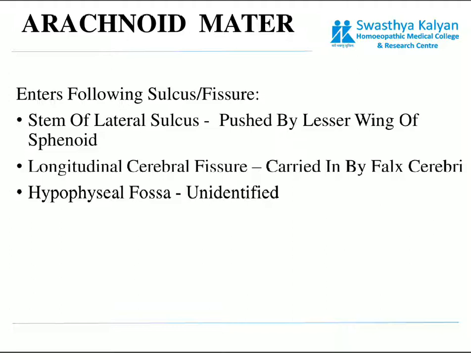The arachnoid doesn't dip into all the fissures of the brain, but there are certain exceptions. The fissures that the arachnoid mater enters are the median longitudinal fissure, the largest fissure, and it is carried into that fissure by the falx cerebri. It is also present in the hypophyseal fossa, but it is not distinctly identifiable there, and it also dips into the stem of the lateral sulcus, where it is pushed by the lesser wing of the sphenoid bone.